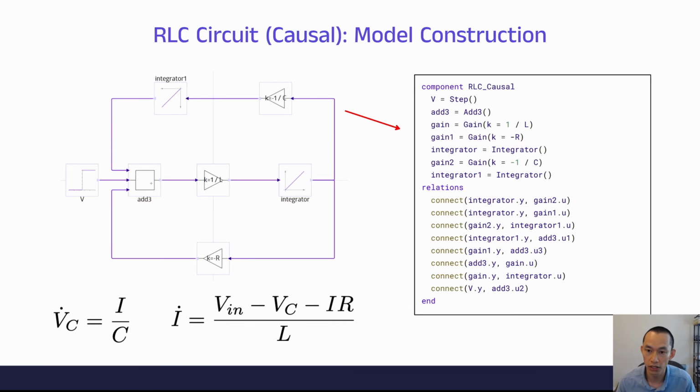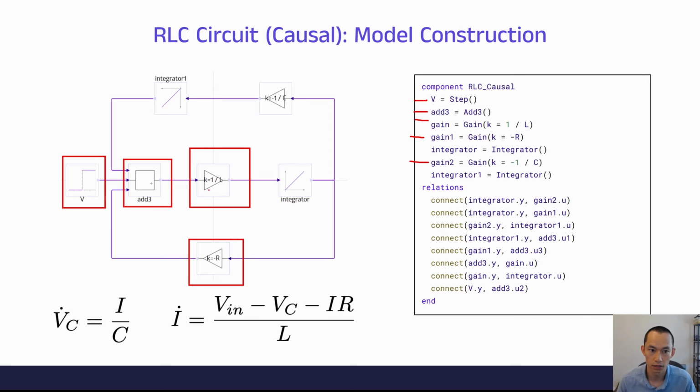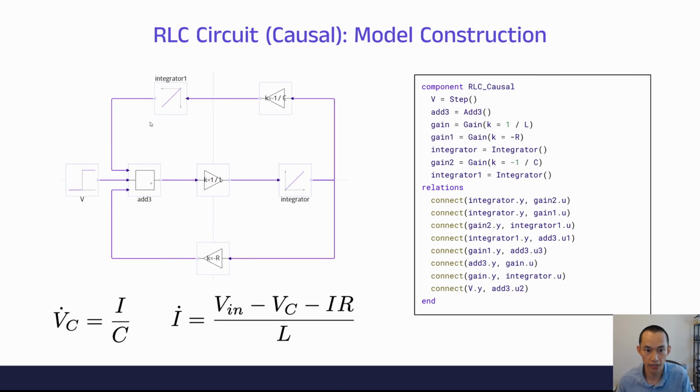And then on the right side over here, we also have the code-based representation of the RLC circuit. Okay, so I'm not going to walk through everything here, but actually I will, it will be quick. We have the voltage source right here. We have the add block right here. We have 3 different gain blocks here, here, and here, and then 2 integrators here and here. And then we also have these connections which connect all these blocks together.